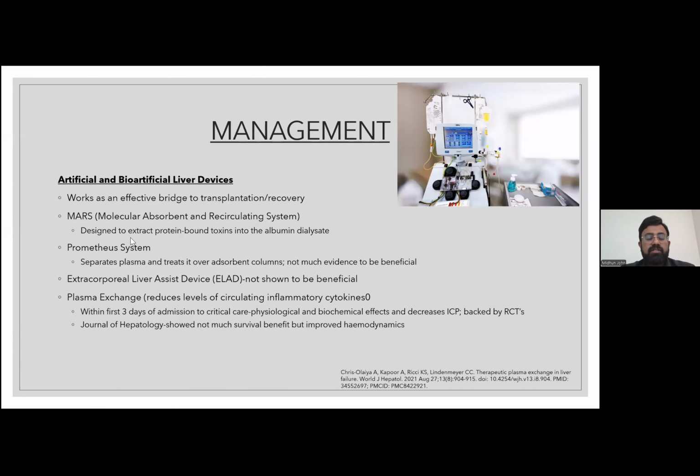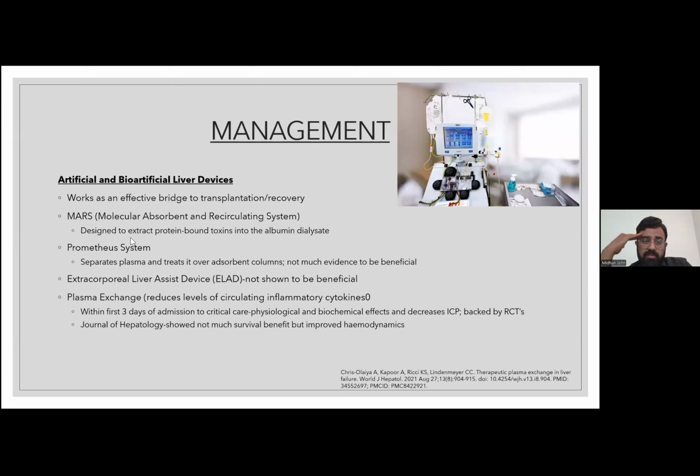The last point from a management point of view are the artificial and bioartificial liver devices. To be honest, it was the first time that I was coming across the MARS and Prometheus systems. Essentially, the MARS system is a molecular adsorbent recirculating system. It is designed to extract protein-bound toxins into the albumin dialysate. And then the Prometheus system also separates plasma and treats it with adsorber columns. But at the end of the day, there's not much evidence to suggest that this is beneficial.